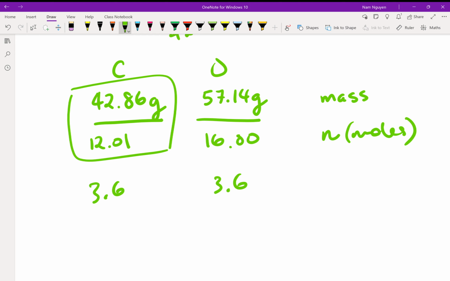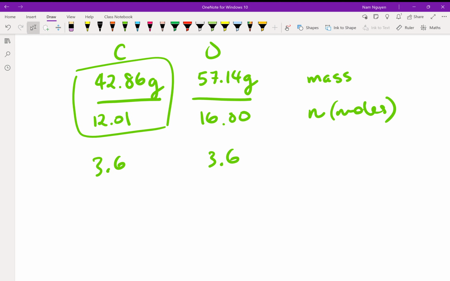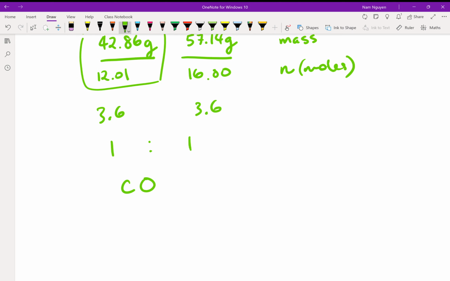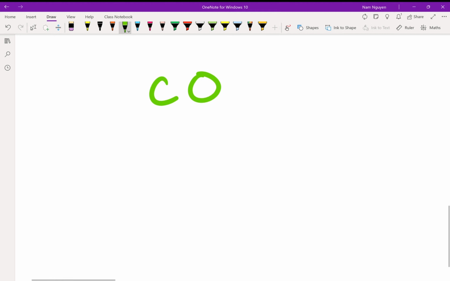Yeah, for both? And so for that number, what we were supposed to do in the next step is divide by the smallest number, but they're the same. So they will end up with a 1-to-1 ratio, which means the empirical formula is CO. Not C, yeah. So carbon monoxide is the proper name of this particular oxide of carbon.